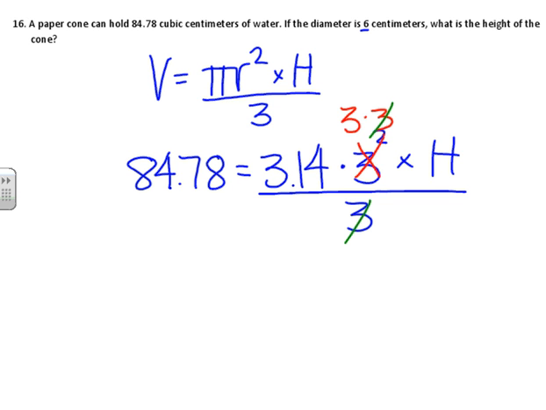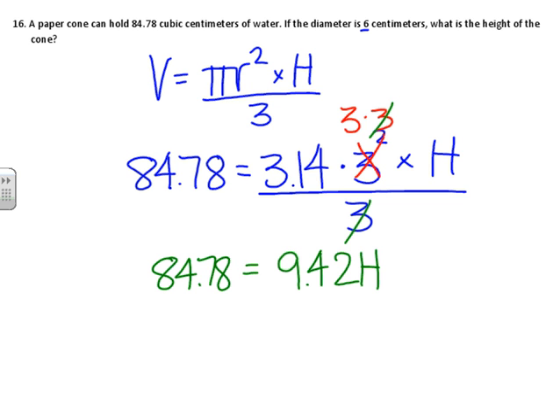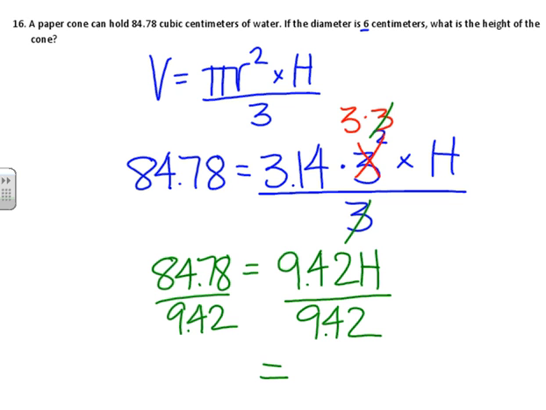a little bit quicker. So I'm going to multiply 3.14 by 3 to get 9.42 times height equals 84.78. Okay, and now you've got a one-step equation where you're just going to divide by 9.42 on each side. And that's going to come out to be a height of exactly 9, and then we're going to put centimeters on that.